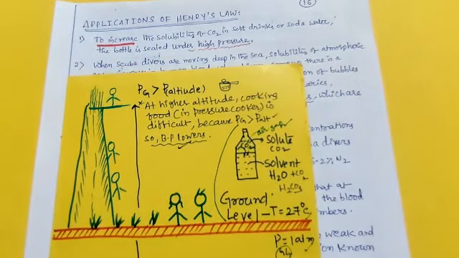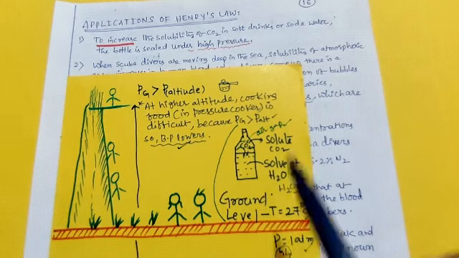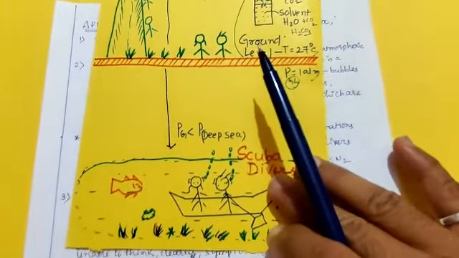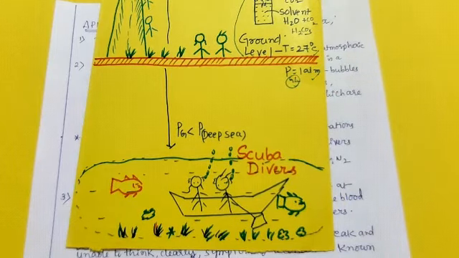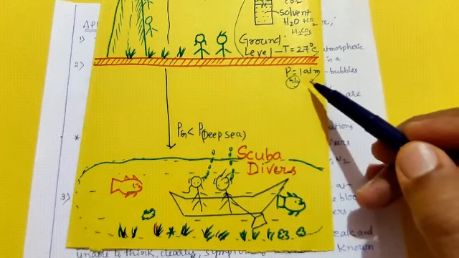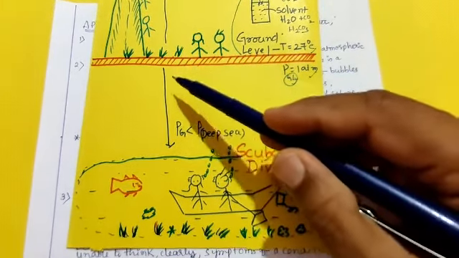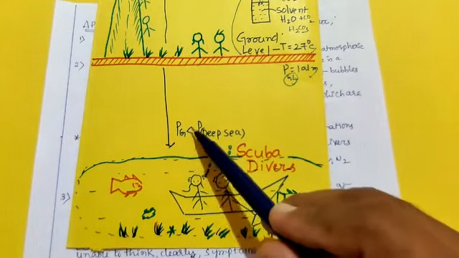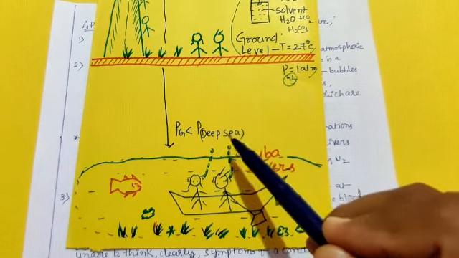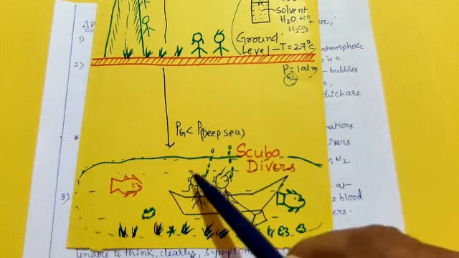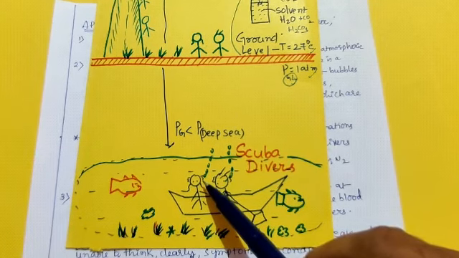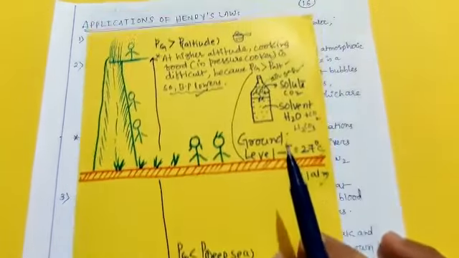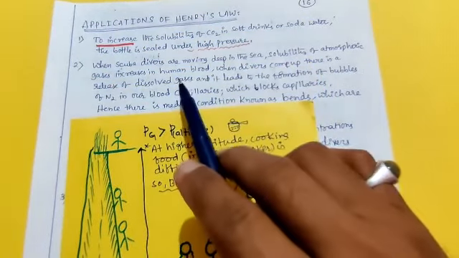So the next one is, when scuba divers move into the deep sea, the solubility of atmospheric gases increases in human blood. See here, I'll show a simple example, students. At ground level, temperature is 25 degrees Celsius and pressure is 1 atmospheric pressure. Whenever scuba divers move towards depth areas like the sea, the pressure is more than at ground level. That's why the gas present in atmospheric air, that is nitrogen gas, dissolves easily in human blood.